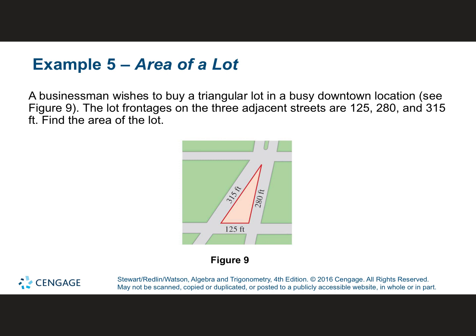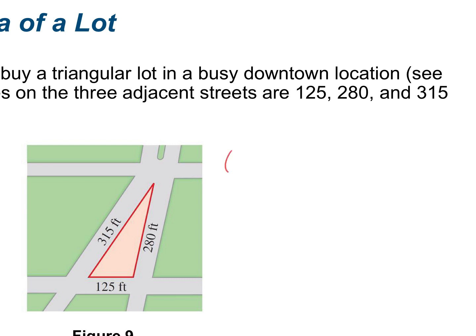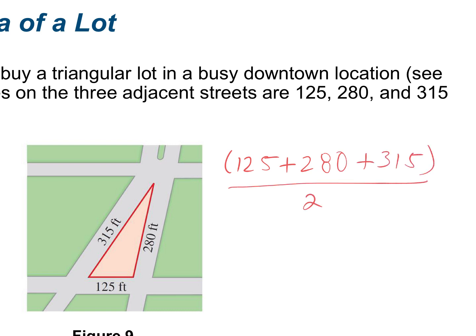But if you're using Heron's formula to find the area of this, you take all three of the sides. One of the sides is 125, one of the sides is 280, and one of the sides is 315. We're going to add all that up and divide by 2. That's your S value. So in your calculators, what's 125 plus 280 plus 315, and then divide that by 2? I got S equals 360. Now, that's not your answer to the question. That's just your S value.